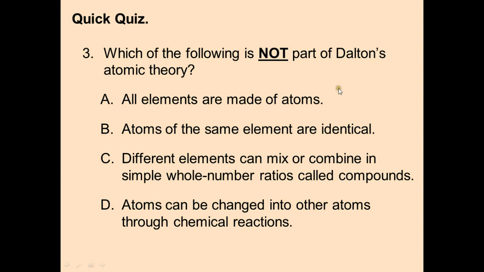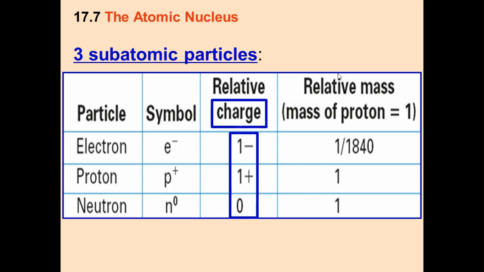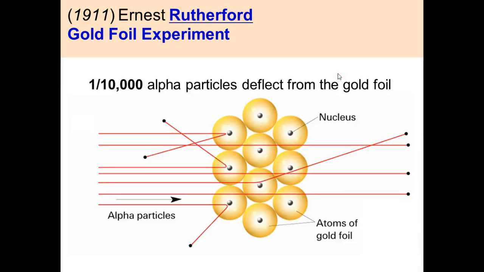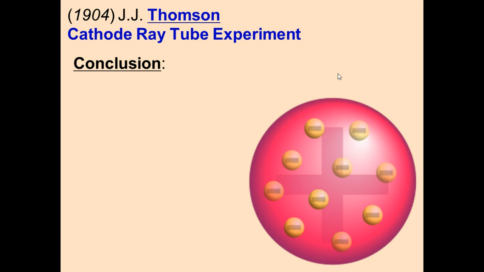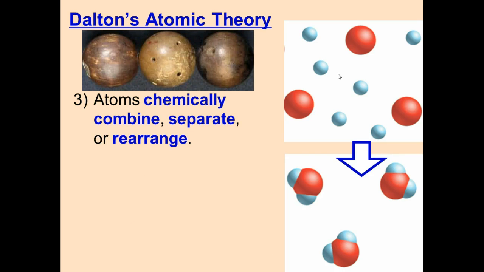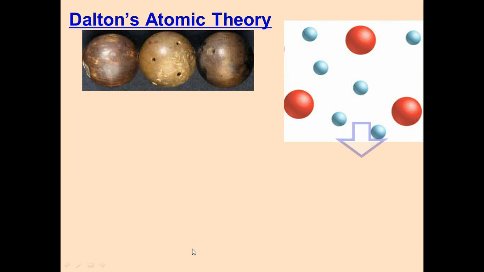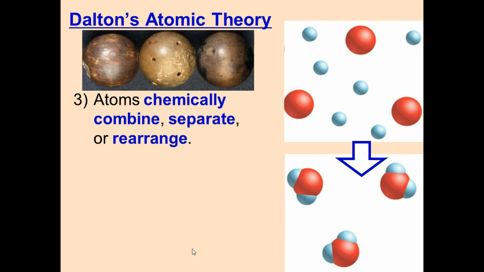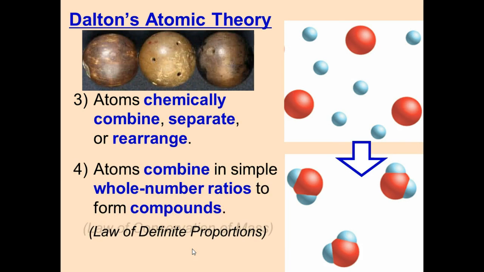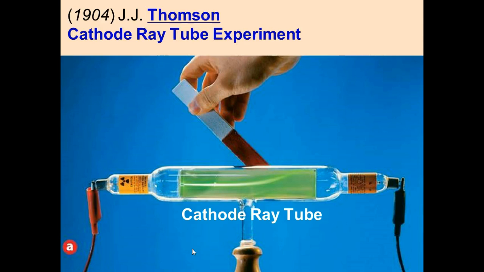Well, if you remember Dalton's atomic theory, we'll just go quickly back to it. He pretty much said that matter is made up of atoms, and he talked about how atoms can react. And so here are the first two. All matter is composed of tiny indivisible atoms. Atoms of the same element are identical in size, mass, and properties, and atoms of different elements are different. Atoms can chemically combine, separate, or rearrange, and atoms combine in simple whole number ratios to form compounds.